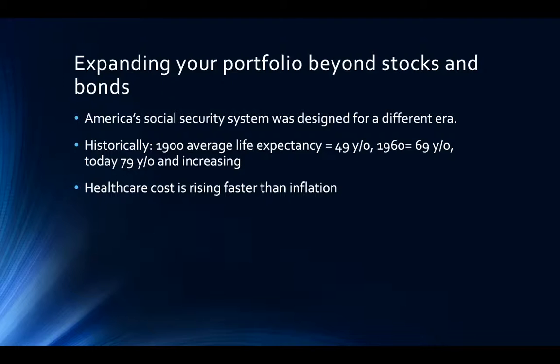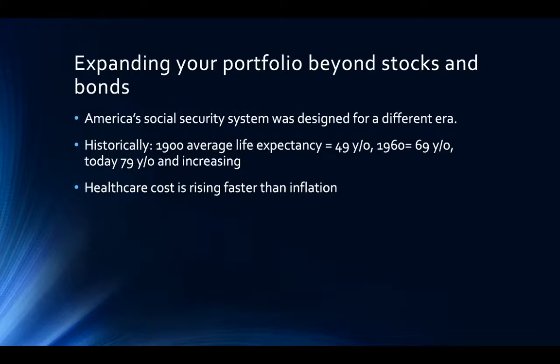With that being said, let's take a look back. Historically, back in the 1900s, the average life expectancy was about 49 years old. Fast forward to 1960, at the time Social Security was rolled out, the average life expectancy was 69. So they figured, oh, okay, well, they can collect Social Security at 65. They'll live another 4, maybe 5 years if they're lucky. And that's it. But we have far exceeded their expectations. As of this recording, the average life expectancy today is 79 years old and is increasing. For women, the average life expectancy is 81.